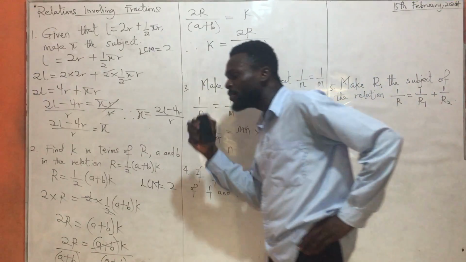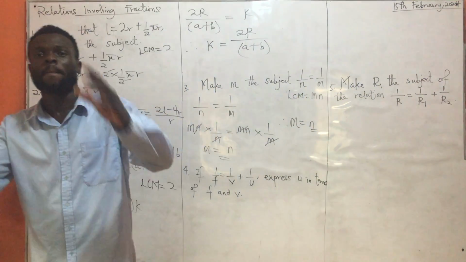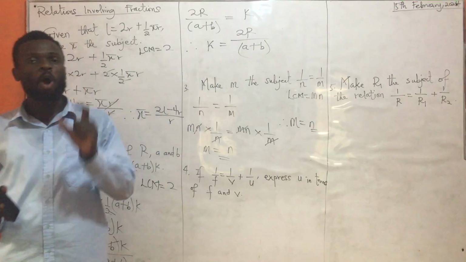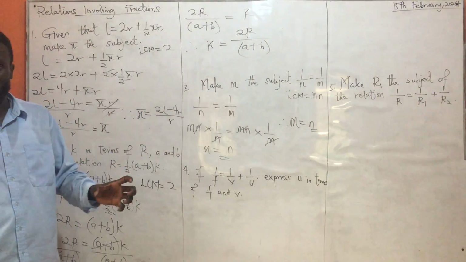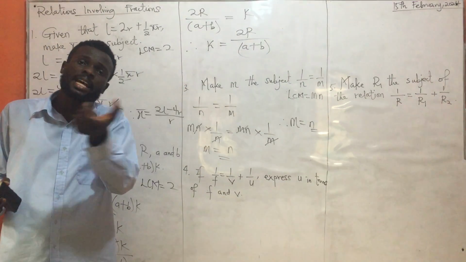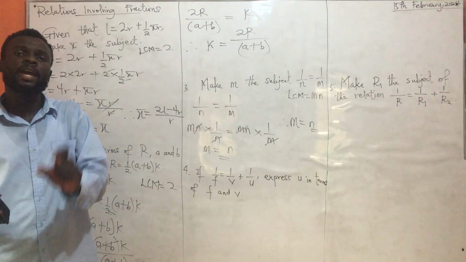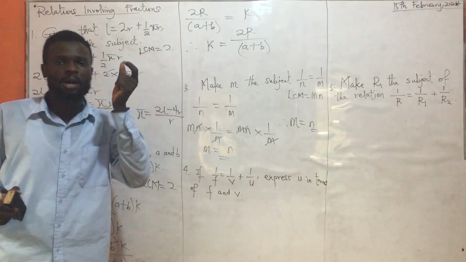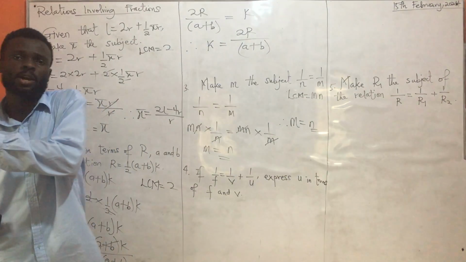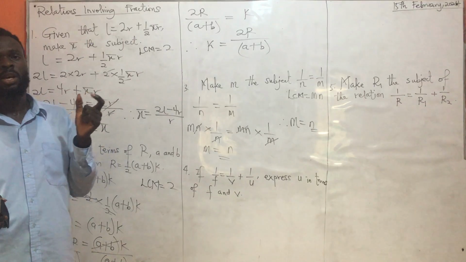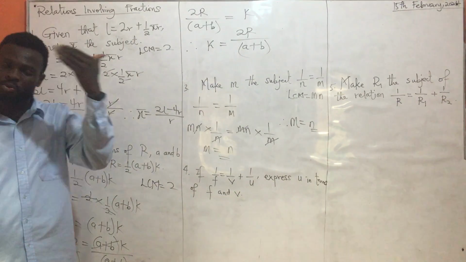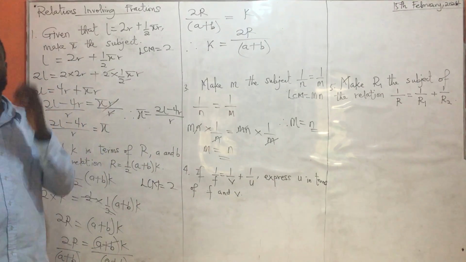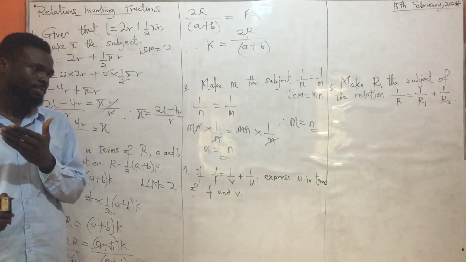So in any relation involving fractions where you want to make a variable the subject, but the denominators of the fractions happen to be variables, just multiply all the variables. Once you multiply all the variables, then you get your LCM.